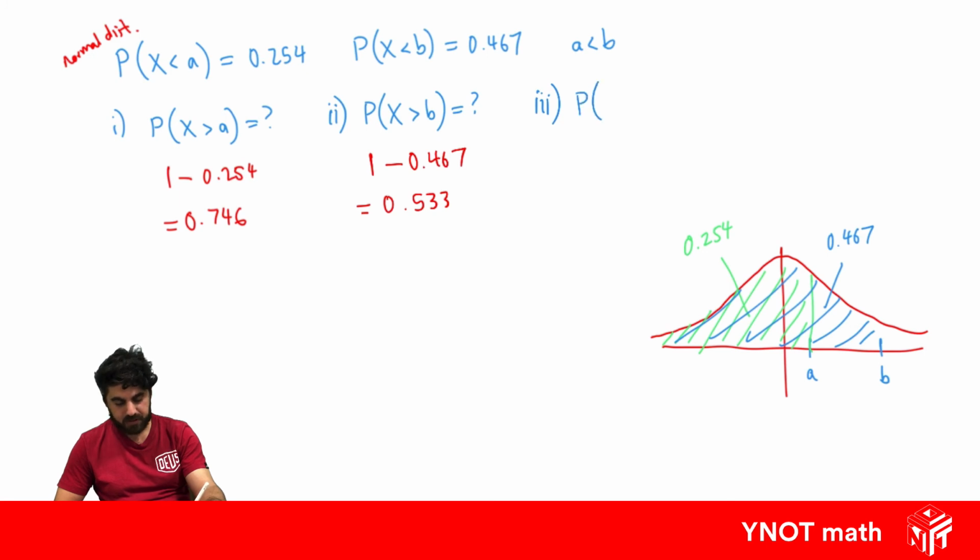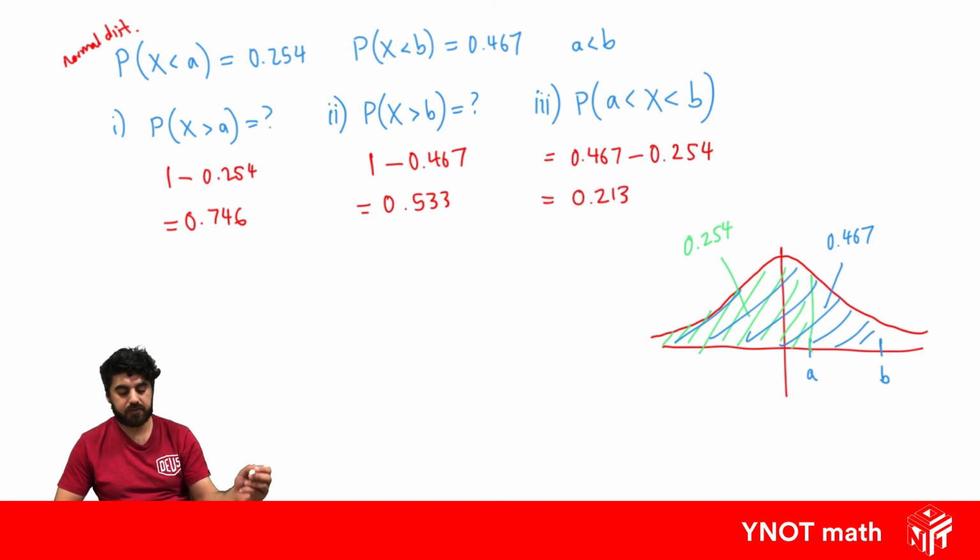And finally, what's the probability that a score will be between A and B? Well, that's just the area of this part in here. We know all of this is 0.467 and all of this is 0.254. So subtracting those two areas will give us the area in between. So we're just going to get 0.467 minus 0.254, which is going to give us 0.213 for our probability.